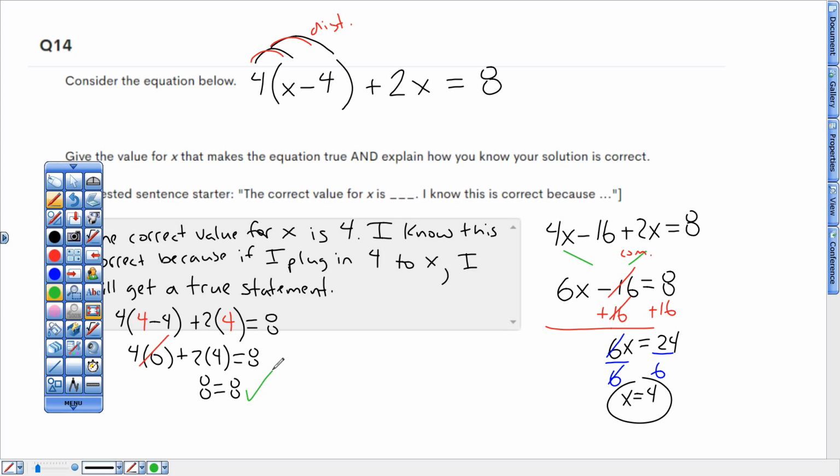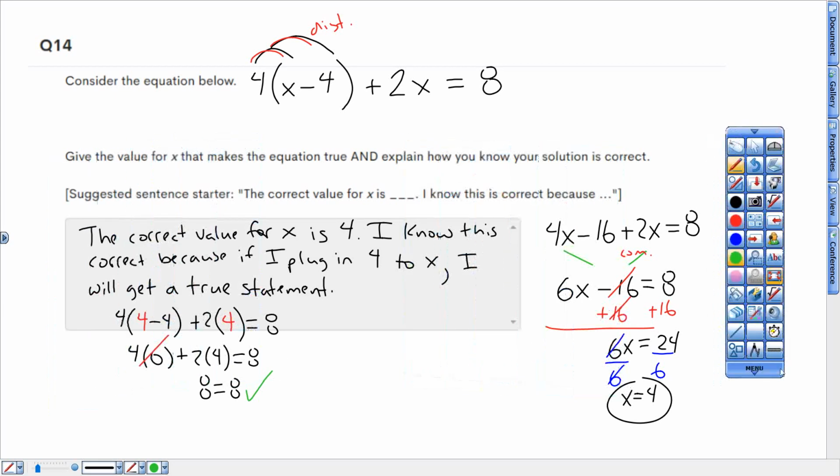Last word is wave. Wave. So show me, turn in all this work and the words. Be ready to show me that tomorrow. Good luck.